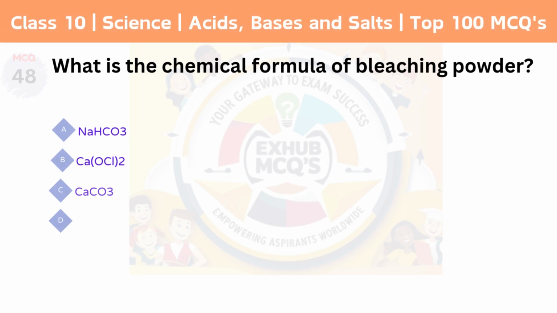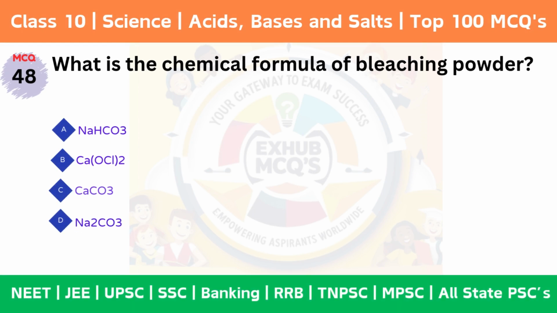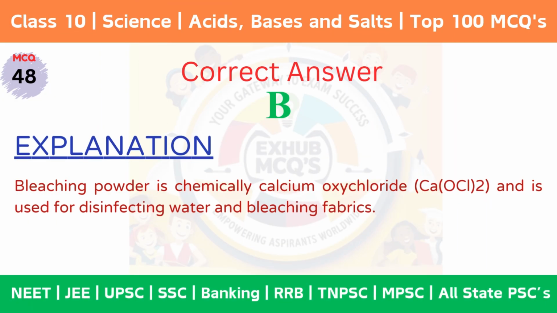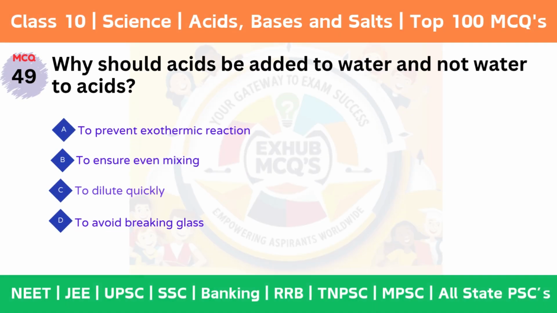MCQ 48. What is the chemical formula of bleaching powder? Option A, NaHCO3. Option B, CaOCl2. Option C, CaCO3. Option D, Na2CO3. The correct answer is option B, CaOCl2. Explanation. Bleaching powder, chemically calcium oxychloride, CaOCl2, is used for disinfecting water, bleaching fabrics, and as an oxidizing agent in chemical industries.